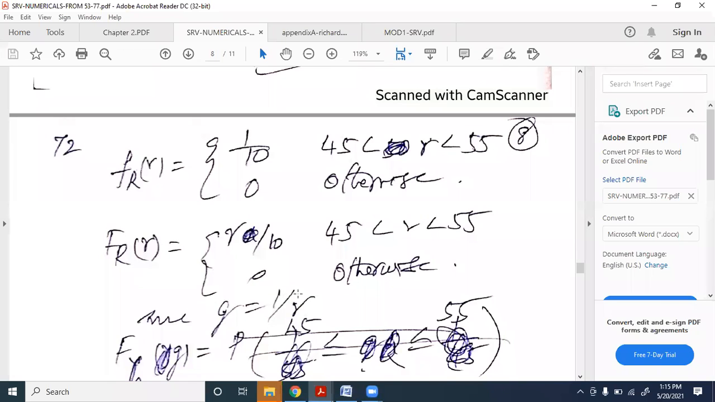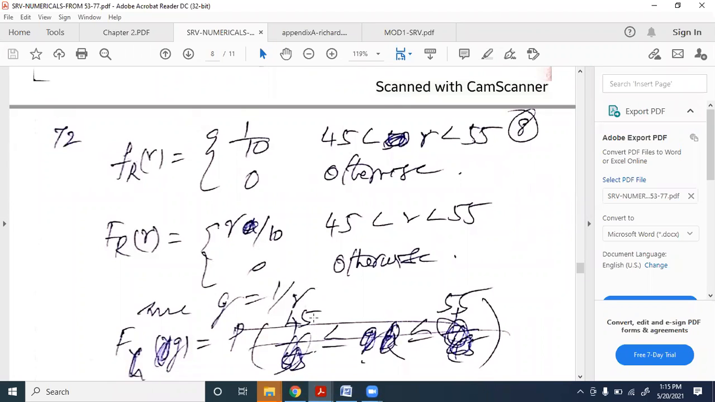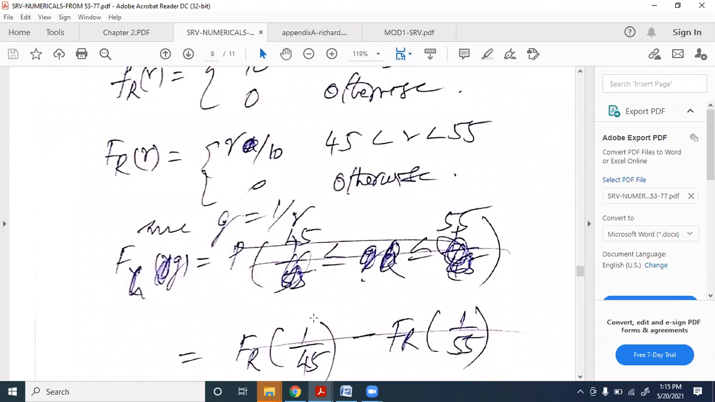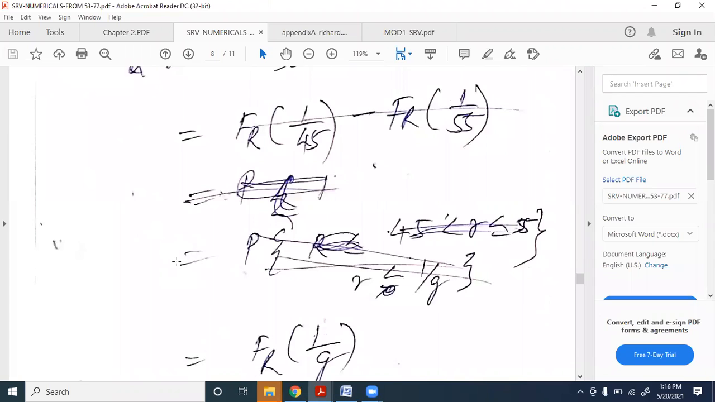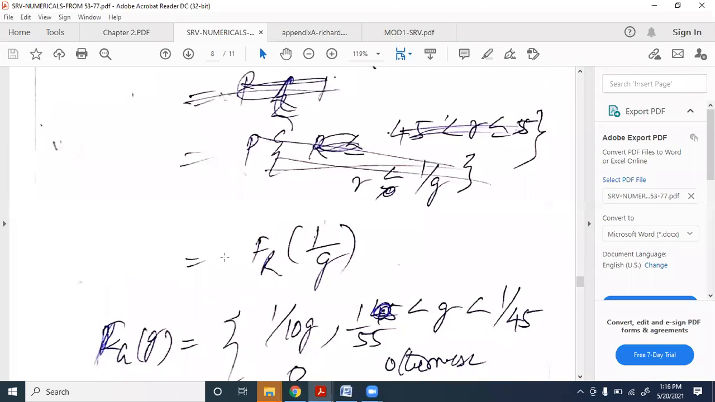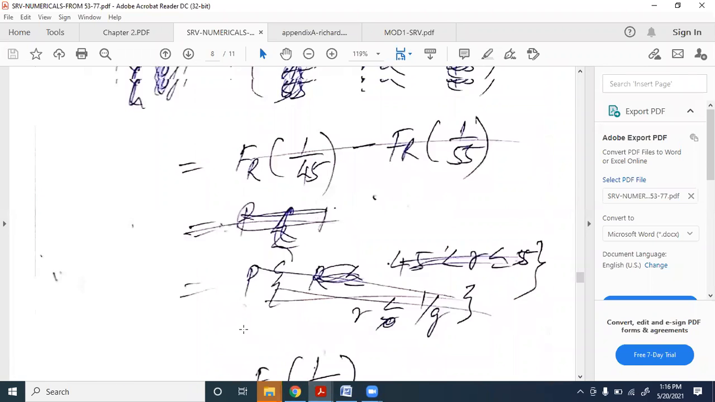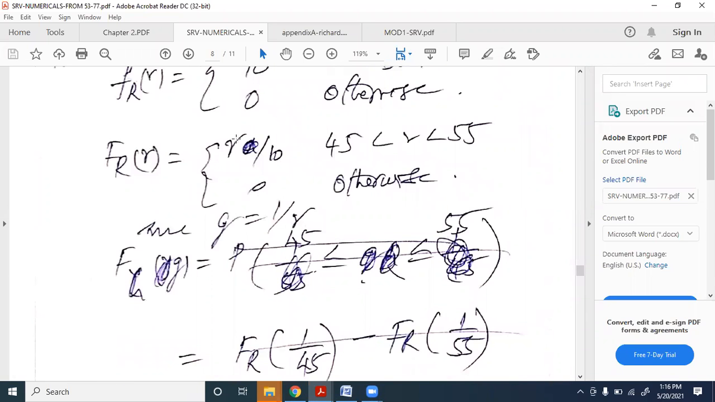So now, since G is equal to 1 by R, you can write F of G of G, which is equal to F of R of 1 by G. F of R of R is nothing but 1 by G. So F of G will be equal to, now in place of R, we need to write 1 by G.